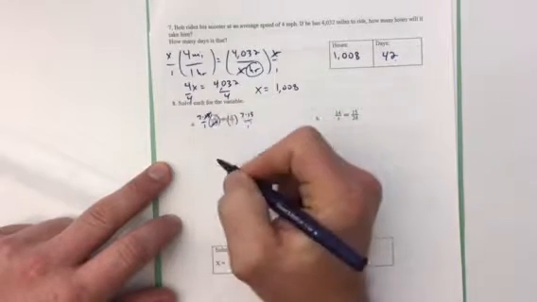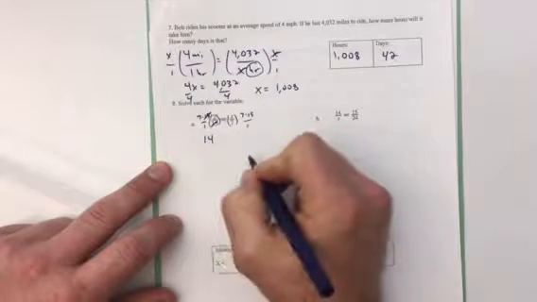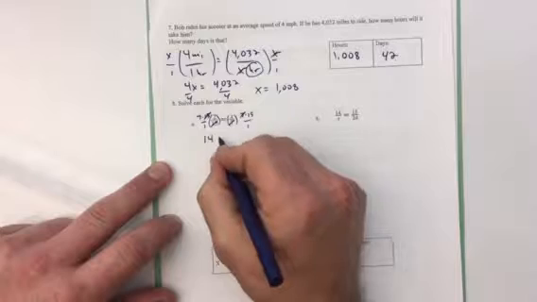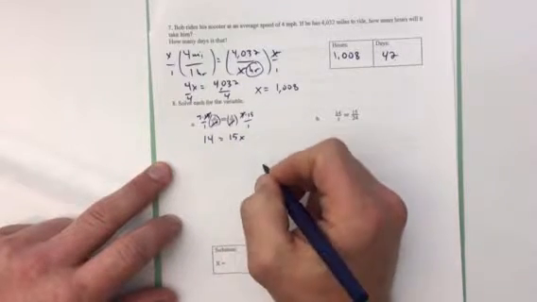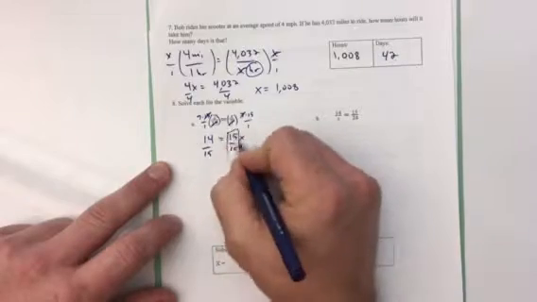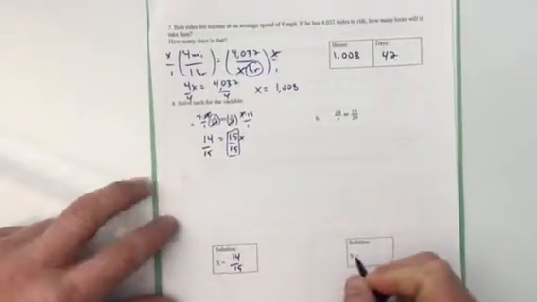15 downstairs, 15 upstairs, it goes away. I'm left with 7 times 2, which is 14. 7 and 7 cancel out. X times 15 is 15x. And now I just divide by the coefficient, and I get x equals 14 over 15.